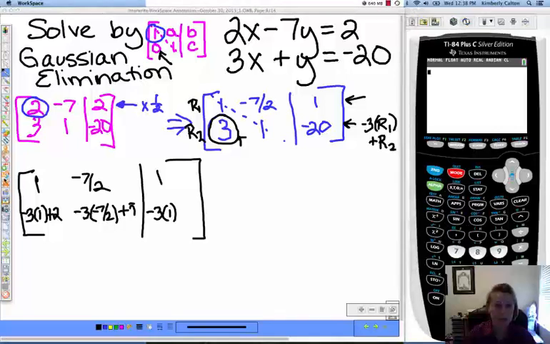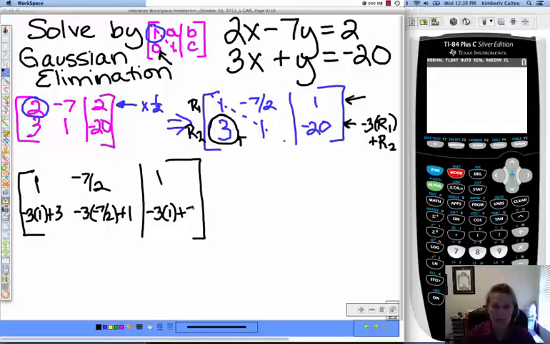hold on, I've made a mistake. I'm adding it to the row. So we should have 3, because that's what we have, then 1, so plus 1, then -20, or plus -20, if you'd rather write it that way. Now we can simplify this again. We have 1, -7/2, and 1.